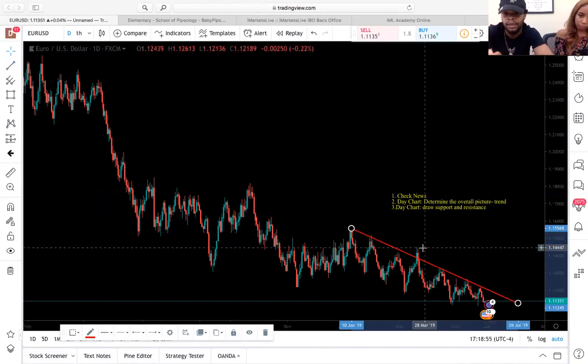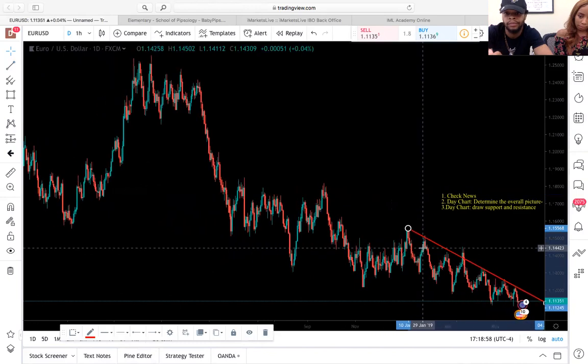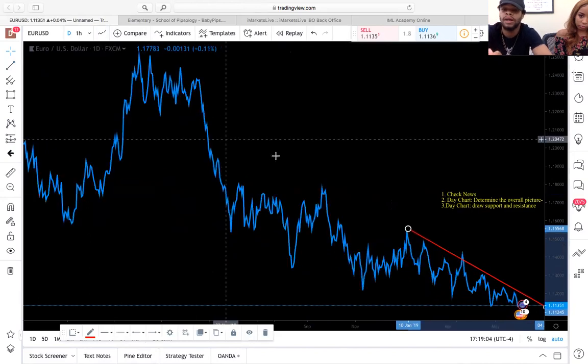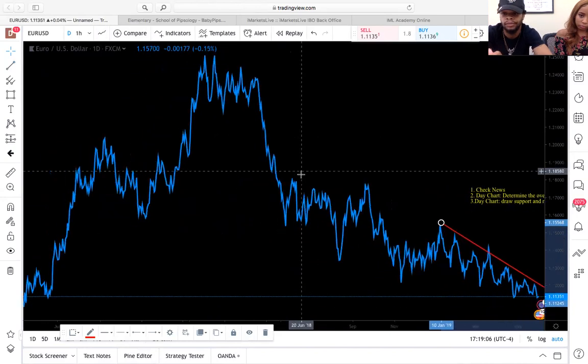So next thing you would do, right, for beginners, you want to change your candlesticks to lines. The reason why I said lines is because what we're about to do is draw support.